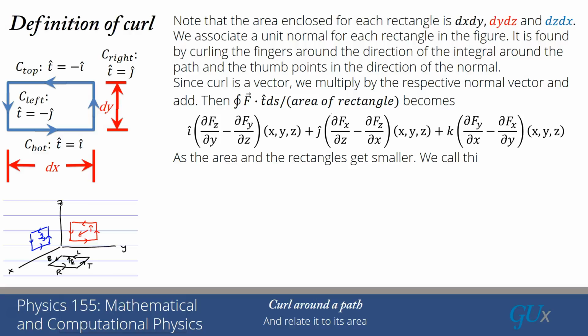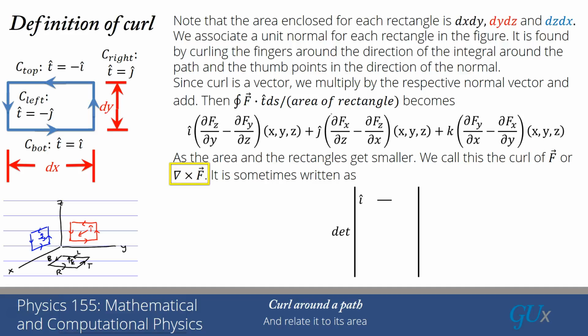Now, we take the limit as the area and the rectangles get smaller and smaller, and in the limit where the rectangles go to 0, we call that answer the curl of F. Sometimes it's called del cross F. And then we often write it in this determinantal form, where we put the three unit vectors in a column on the left-hand side, we put the three differential operators in a column in the middle, and we put the three components of the vector field F on the right-hand side.